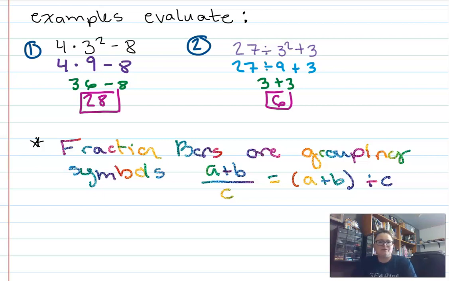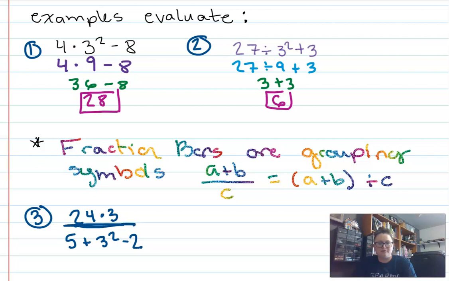So let's do an example that has that. So you might get a problem that looks like this. 24 times 3 over 5 plus 3 squared minus 2. Okay, that means we need to do everything on the top and everything on the bottom, and then divide. So let's do the top first.